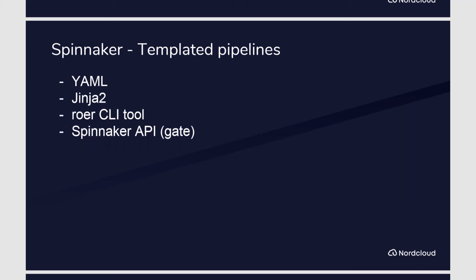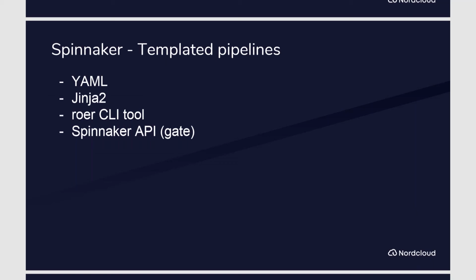These are written in YAML using a DSL, a Spinnaker-specific language, and you can also use Jinja inside the YAML template. If you are familiar with Ansible, it's very much the same. With Jinja, you can implement programmatic logic in the templates.